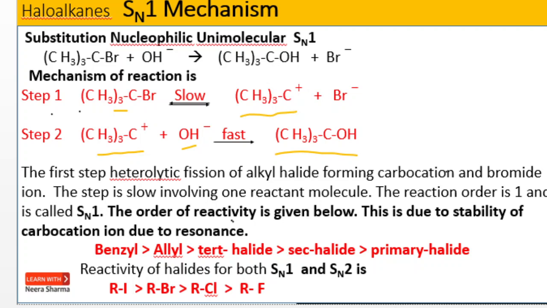The reactivity in the SN1 mechanism is benzyl, then allyl, then tertiary halide, secondary halide, and primary halide. It is just the reverse of the SN2 mechanism. And for both SN1 and SN2 mechanisms, iodides are more reactive than alkyl bromides, then chloride, and then fluoride. So you have to remember both these reactivities. Mostly whatever you have to remember, I have put in red. So these are the two mechanisms that you should know, SN2 and SN1.